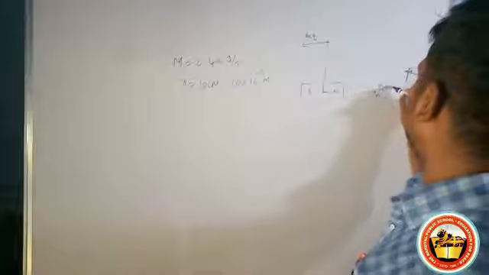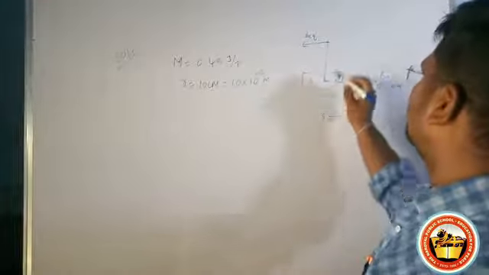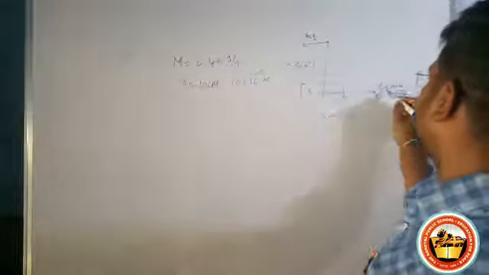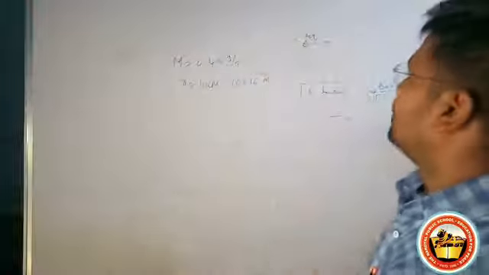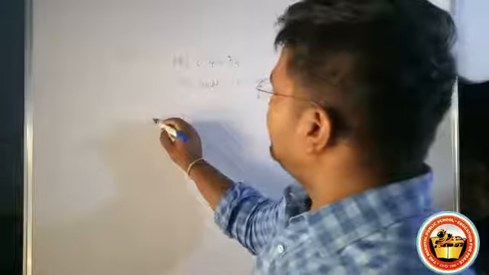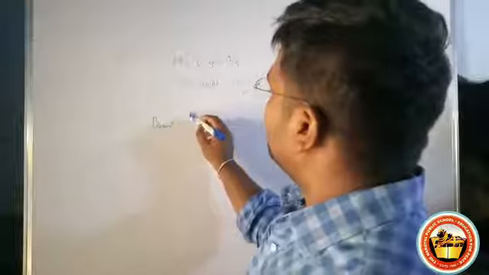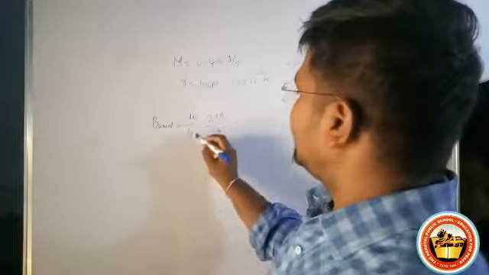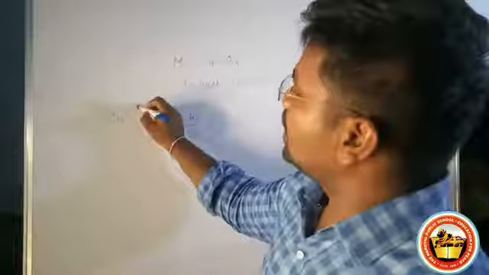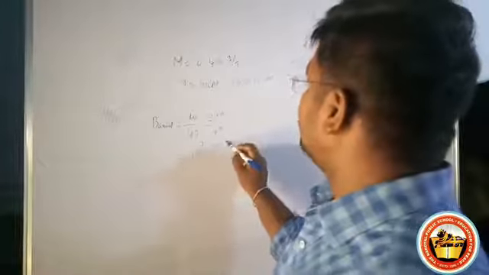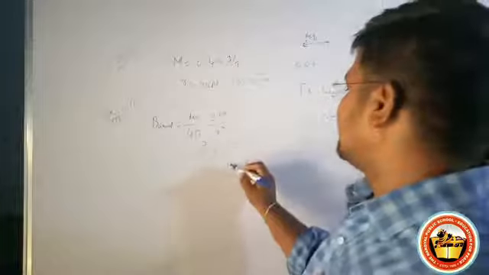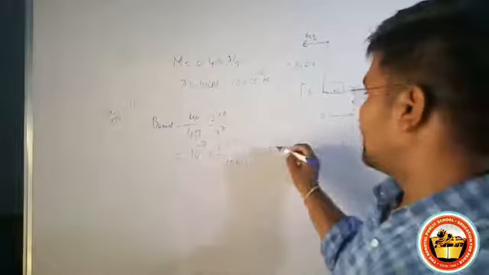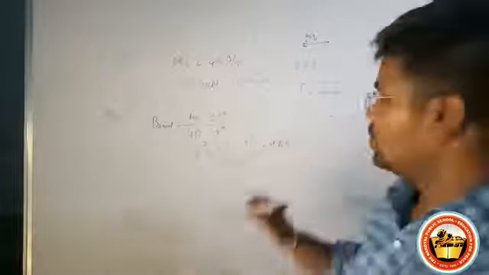This is the magnet. At axial, we have to find the magnetic field, B axial. At equatorial, we have to find the magnetic field, B equatorial. So what is the formula? B axial is equal to mu naught by 4 pi times 2M divided by R cubed. Mu naught by 4 pi is a constant, equal to 10 power minus 7. So 10 power minus 7 into 2 into 0.48 divided by 10 × 10⁻² cubed. So this becomes 9.6 × 10⁻⁵.